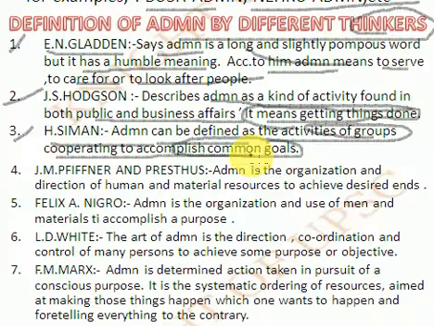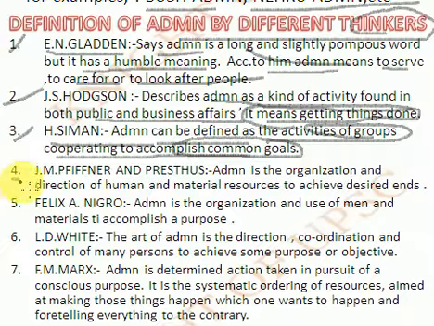But if 2 of them are pulling that bench towards them, then it is not a kind of administration, and they are not cooperating with each other. That is not called administration.